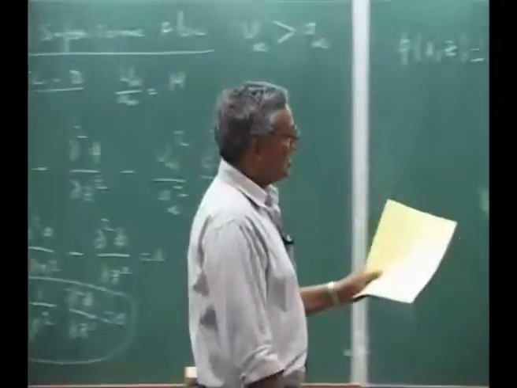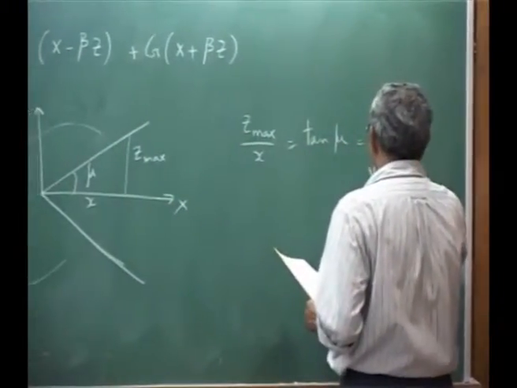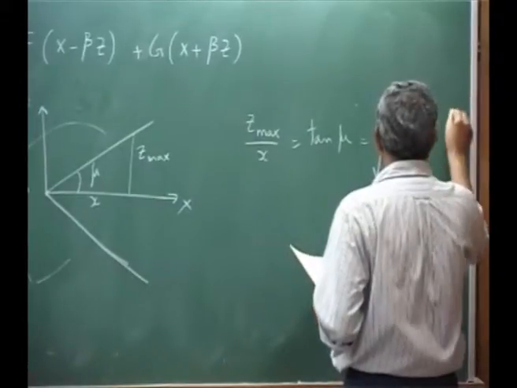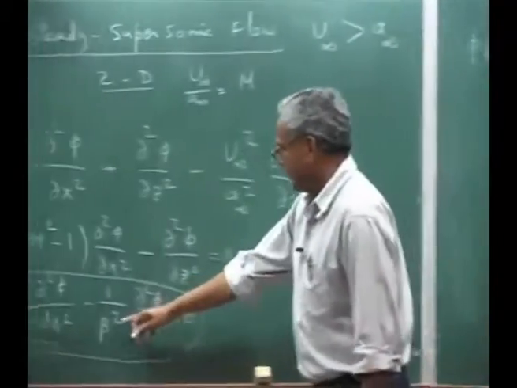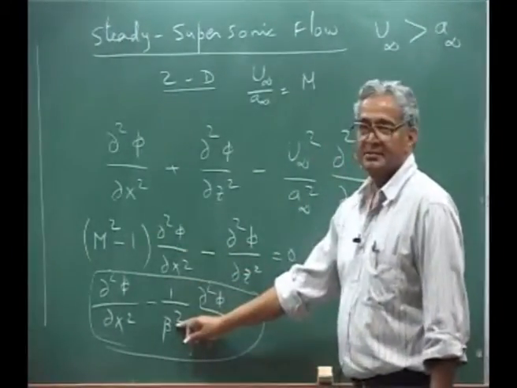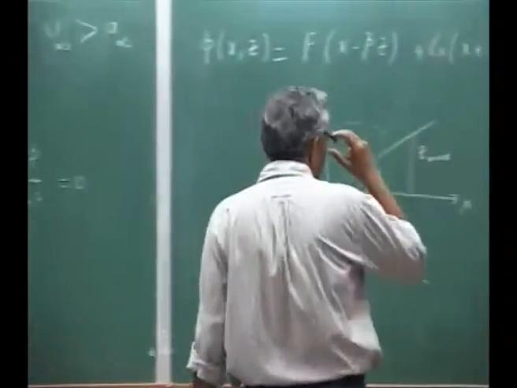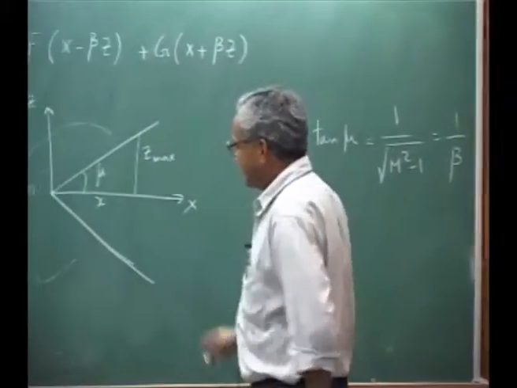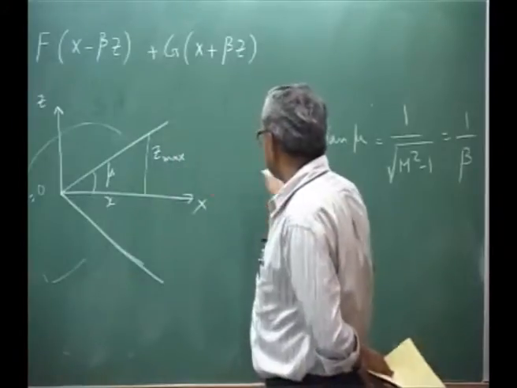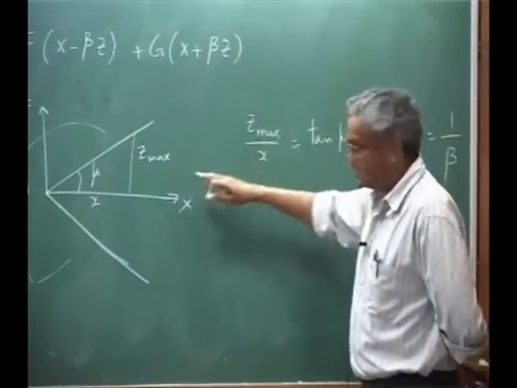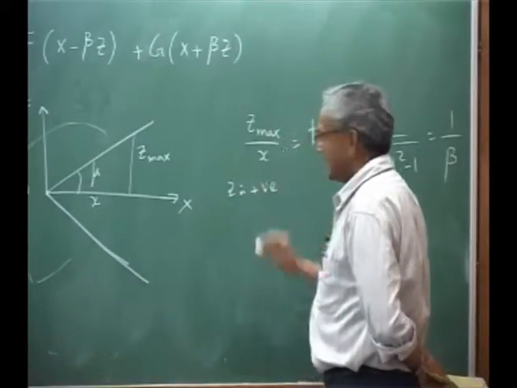So I am going to write it here. Tan mu is 1 over root of M square minus 1, which is nothing but 1 over beta, because we have defined beta as root of M square minus 1. Now you see, for any z, I am writing this for when z is positive.